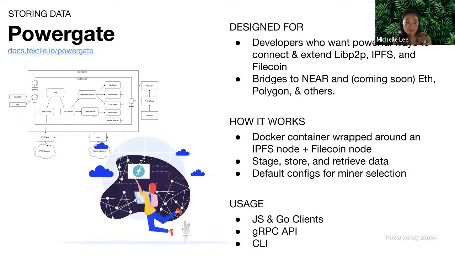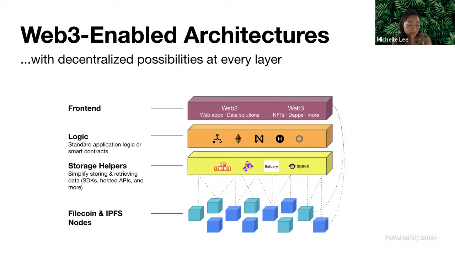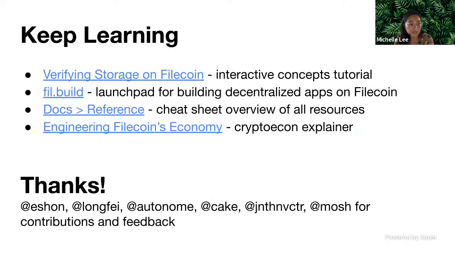It essentially uses a few different commands to stage and store and retrieve your data. It works. There's a JS and a Go client, and it uses a gRPC API, so you can bundle it into your application. So those are some of the tools, the storage helpers that are available. We're really excited to see a lot of developers using these. It opens up the doors tremendously for building on top of Filecoin and IPFS and storing your data in the new world.